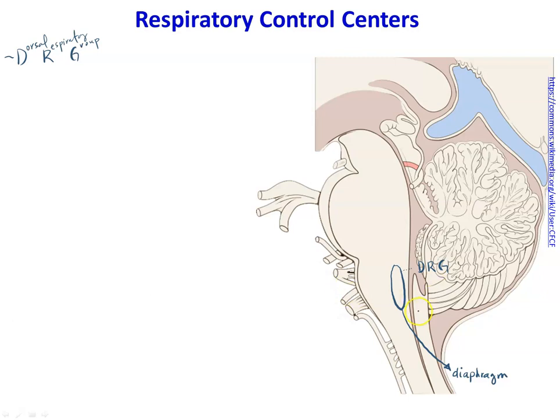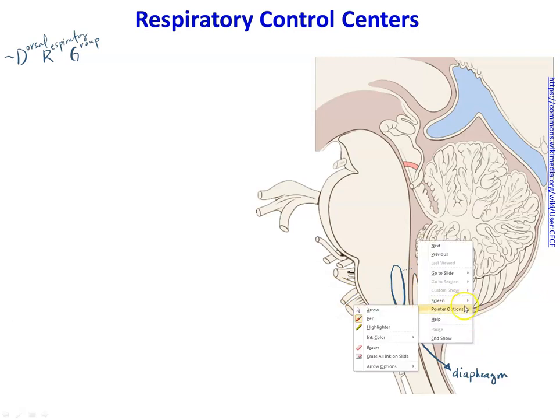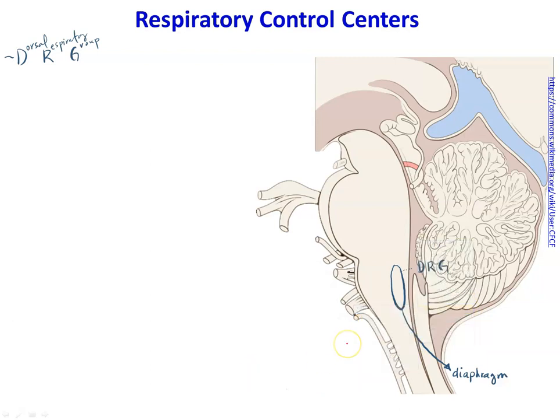So the DRG now is receiving inputs, and let me draw in another color. I will draw it in red. Remember all of our chemoreceptors? Yes? I'm going to put chemoreceptors. Whoa, I ran out of space. That says chemoreceptors, okay? And remember, they're sending inputs to the DRG.